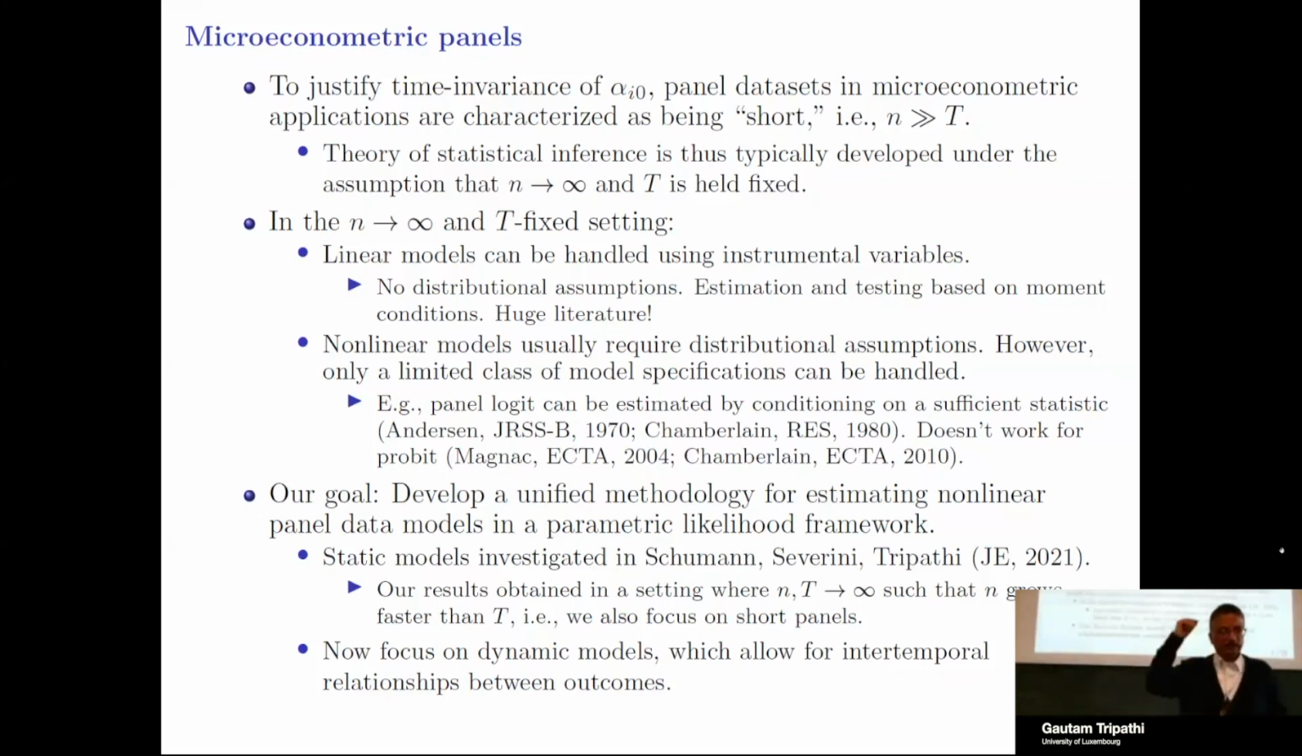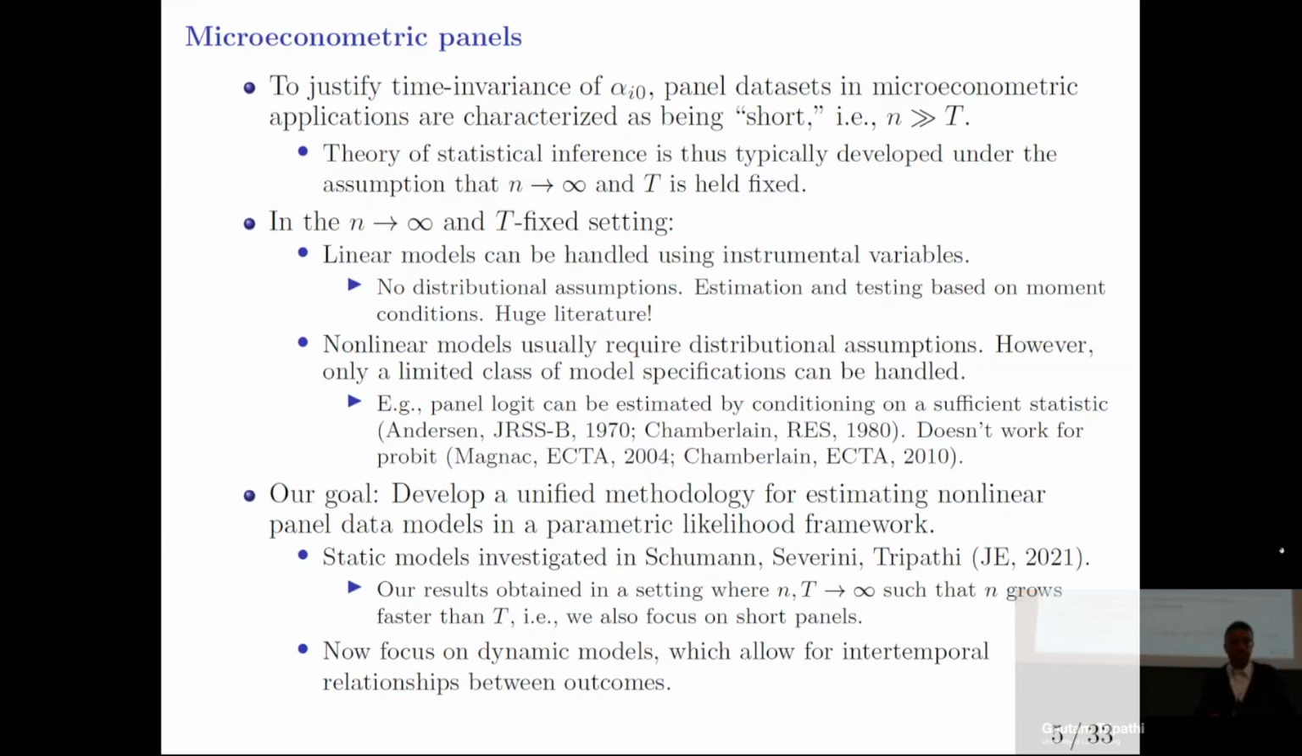And the theory that we develop is in a setting where both n and T get larger. But again, the restriction is that n will grow much faster than T, so the approximations are as if we are working with short panels. N is typically always much larger than T, even though both are getting large. So now I will show you our current project, which is basically looking at dynamic models.